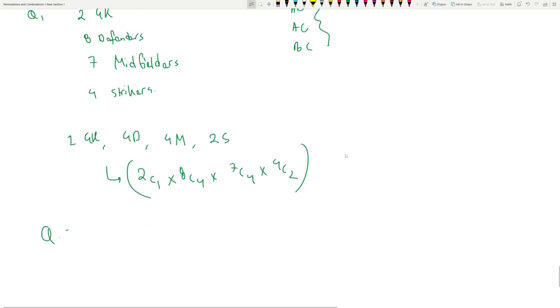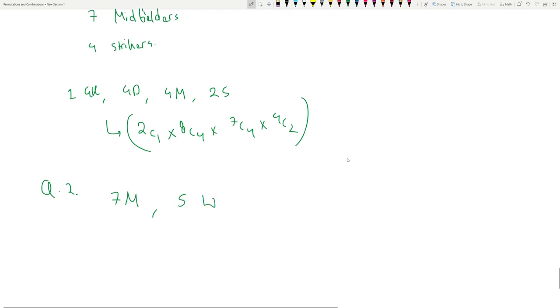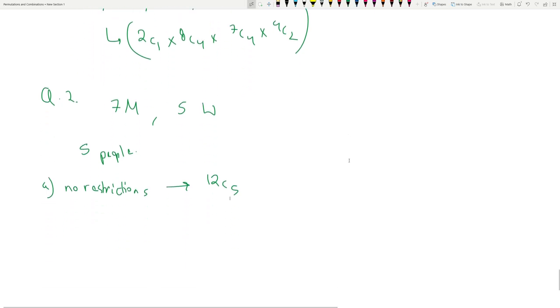Next, let's move on to another one. We are going to make a committee. Suppose we have 7 men, 5 women. We are making a committee of 5 people. At first, no restrictions. So here, consider everyone as equal individuals. You have 12 people. So no restrictions. What does that mean? 12C5. Just selecting 5 out of 12 people.